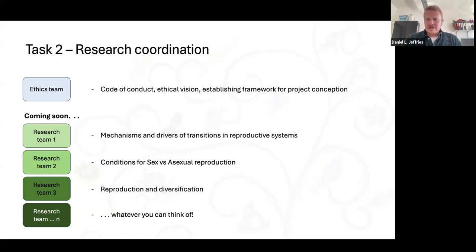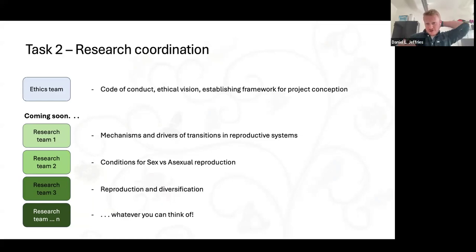There might be a team studying the mechanisms and drivers of transitions in reproductive systems. There might be a team studying the conditions in which sex and asexual reproduction are favored, and trying to understand where those associations exist. There might be a team interested in the relationship between reproductive systems and the diversification of species. And as I say, there's plenty more topics to choose from.